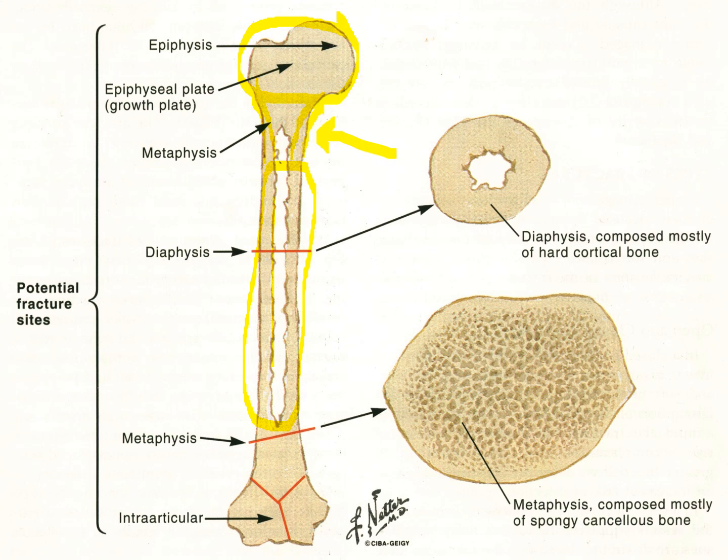The transition zone is your metaphysis. So mostly in your diaphysis, you'd find cortical bone. In your epiphysis, it's mostly cancellous bone because it's designed to bear weight and absorb shock. And in the middle, your metaphysis, it's a combination. Your cortical bone gradually thins out, and your cancellous bone gradually becomes more prominent.